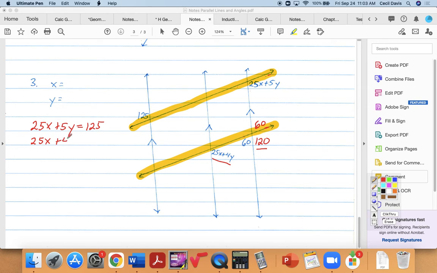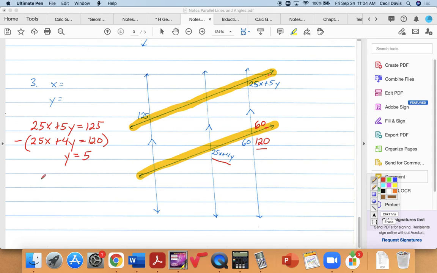25x plus 4y is equal to 120. Now I can do a pretty simple system of equations, Jackson's favorite thing. Notice if I just subtract the second equation from the first one, I can eliminate the x's. That's pretty nice, because 25x minus 25x is no x's, and 5y minus 4y is just y, and 125 minus 120 is 5. Now we can substitute to find the other variable.